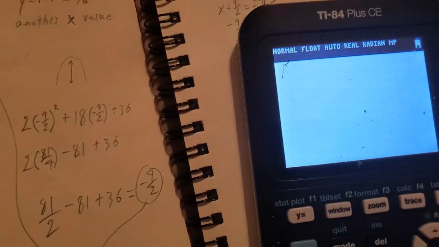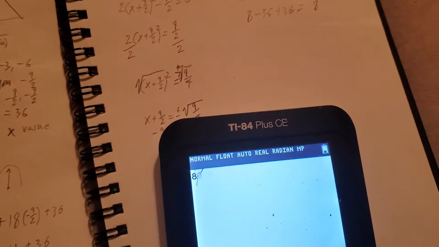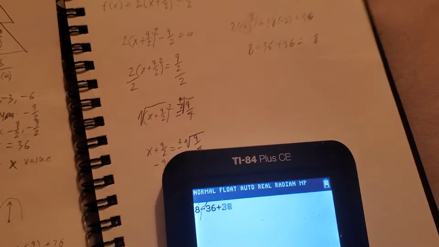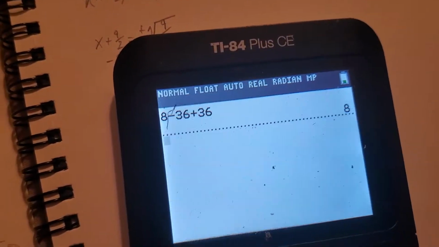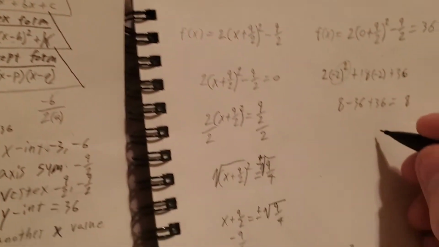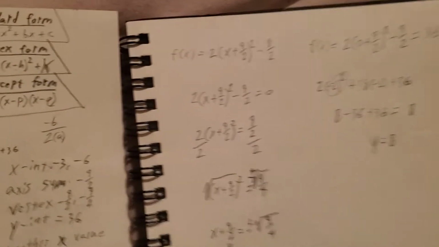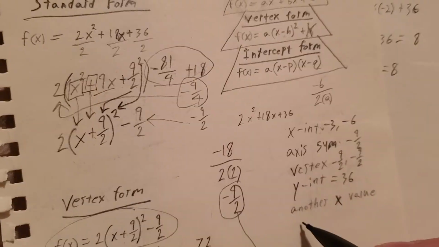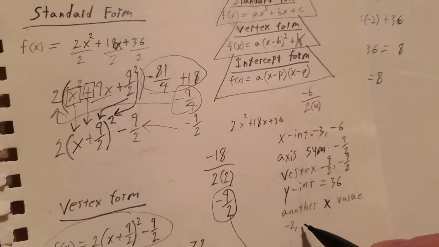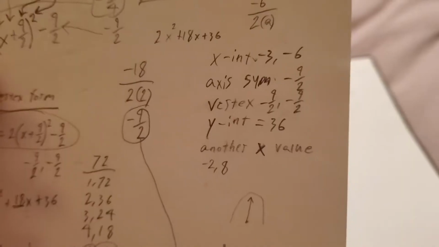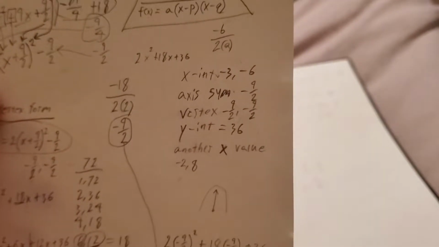Again, we can plug that in here just so that you can see. We have 8 minus 36 plus 36, which is just equal to 8. So where x is negative 2, y is equal to 8. That's all the points of interest for us, really.